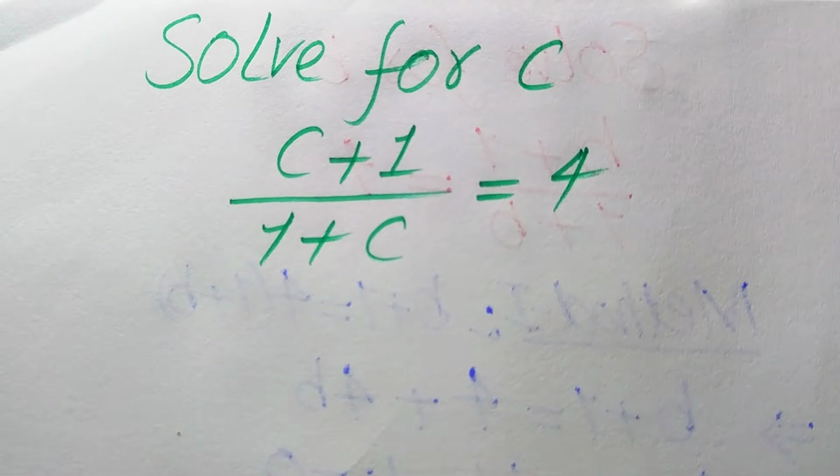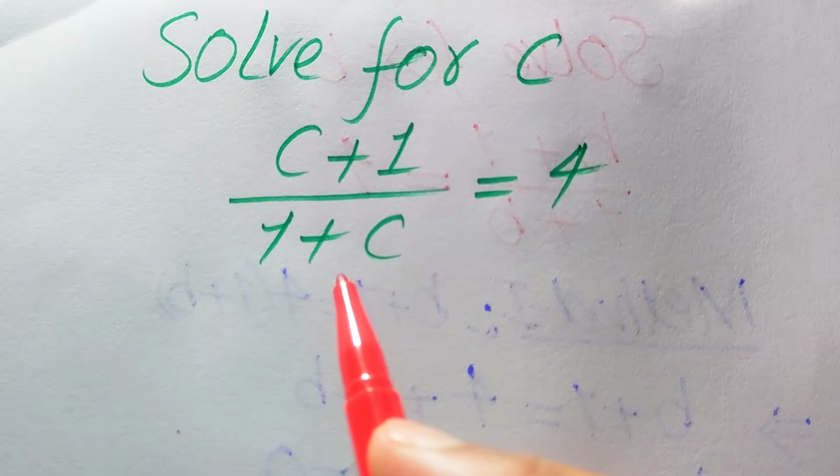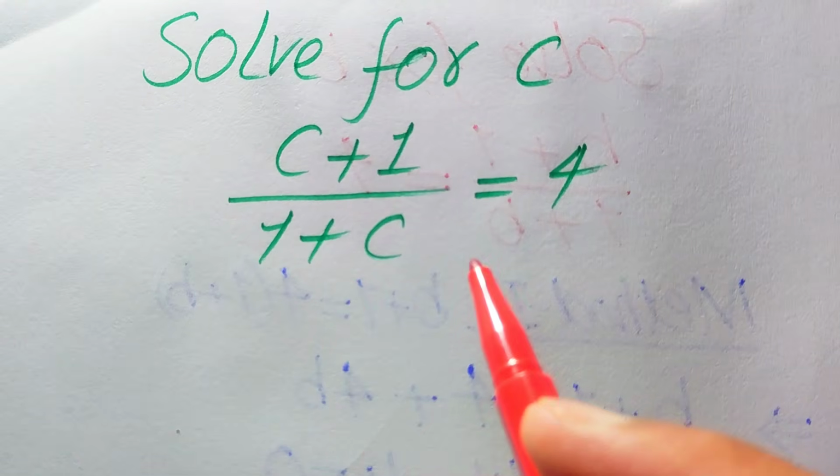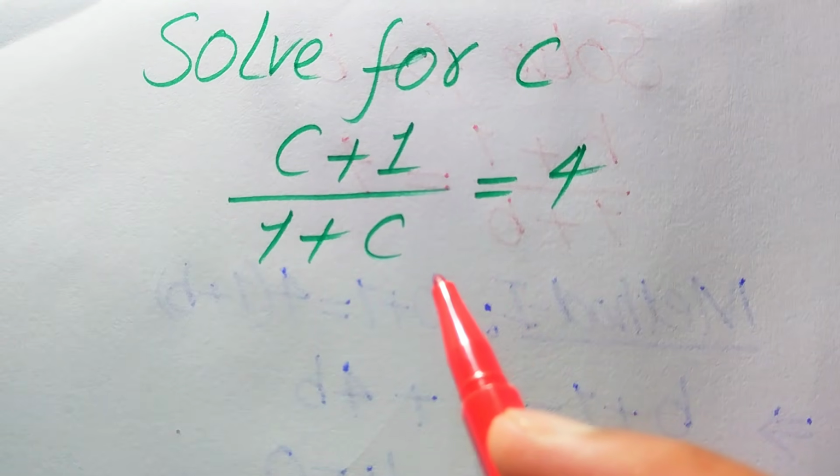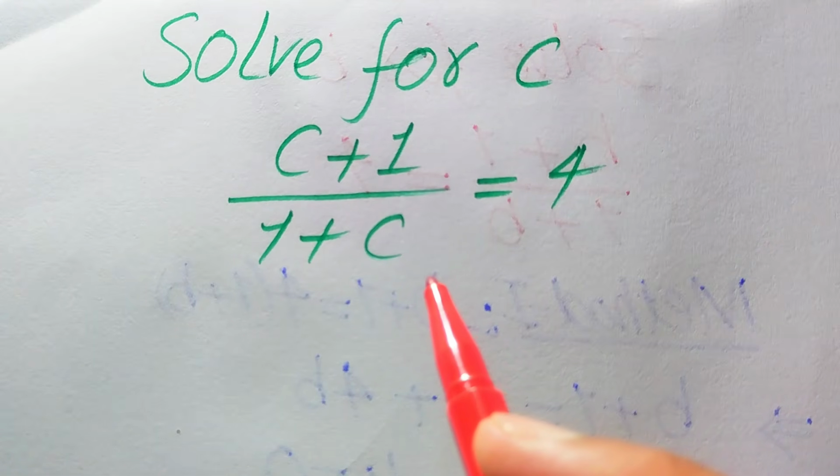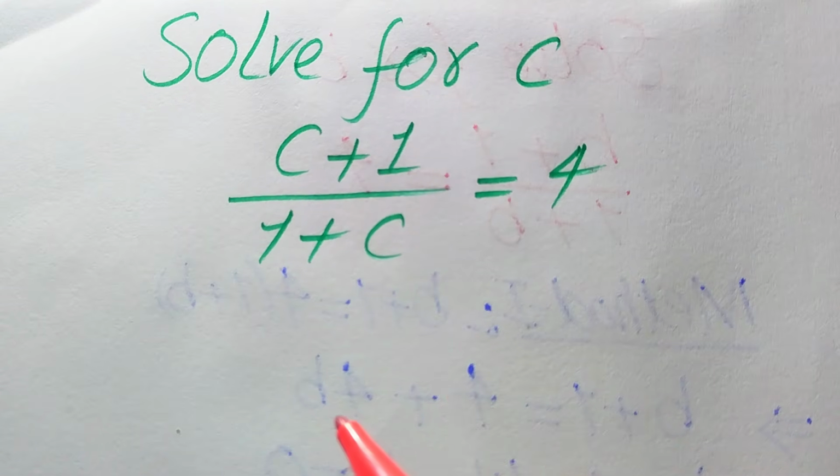So here we have (c + 1)/(1 + c) = 4, and we solve this problem for all the values of c. First we need to find all the roots of this equation, and at the last we will verify which of the roots are solutions and which of the roots are extraneous roots. Further, we solve this problem by two methods.